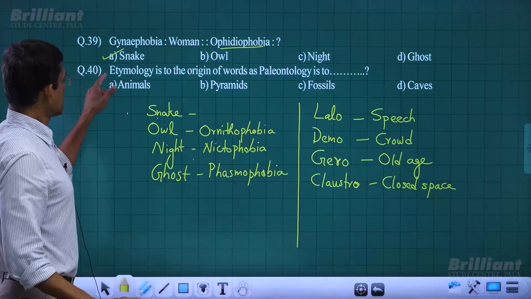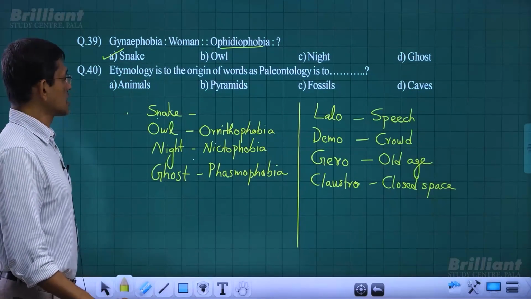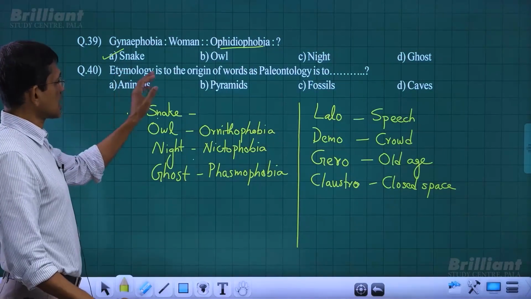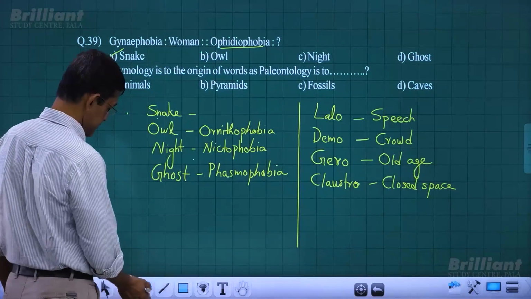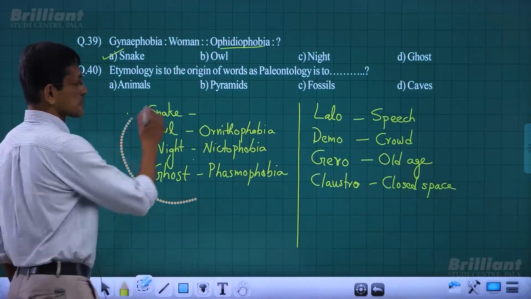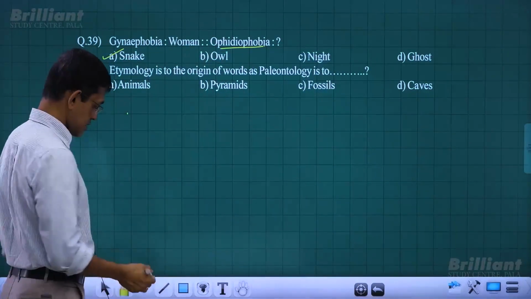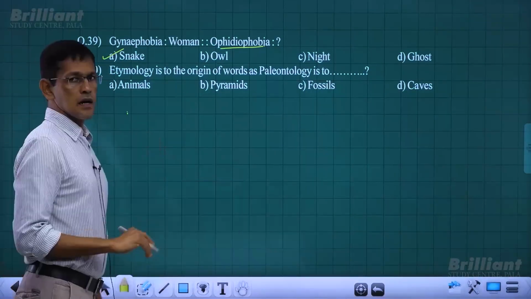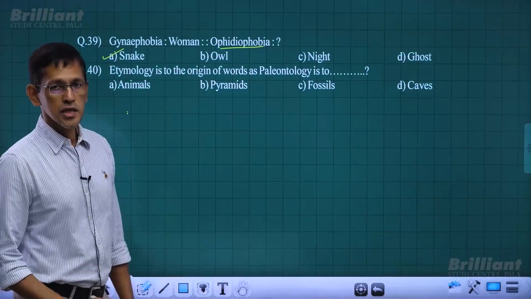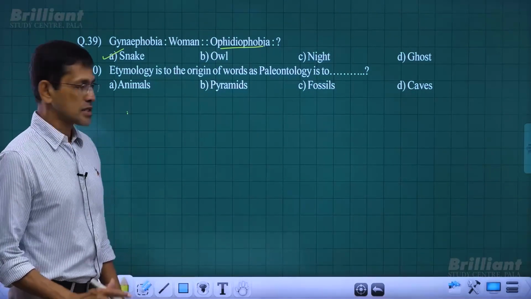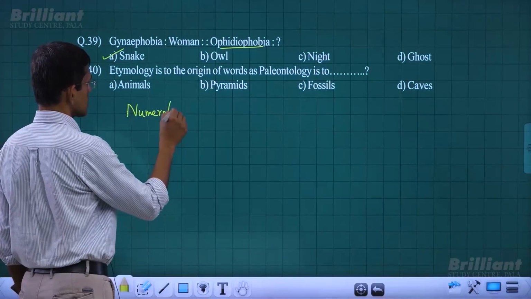Now, number 40. Etymology is the origin of words. So paleontology is what? Etymology is the study of the origin of words. And paleontology is the study of what? Any idea? I'm pretty sure you have heard of paleontology many times in your school days. Many other ologies are there: petrology, cryptology, zoology, botany, numerology. These are all studies of something. Numerology is the study of what?